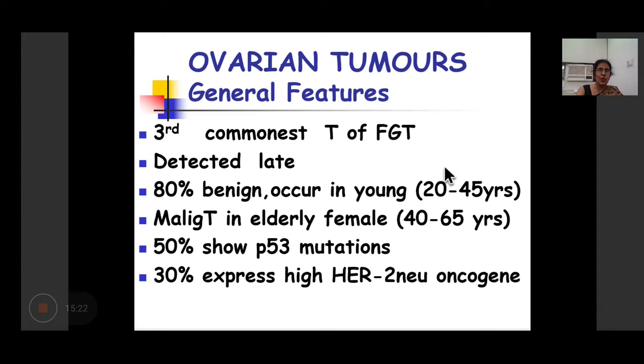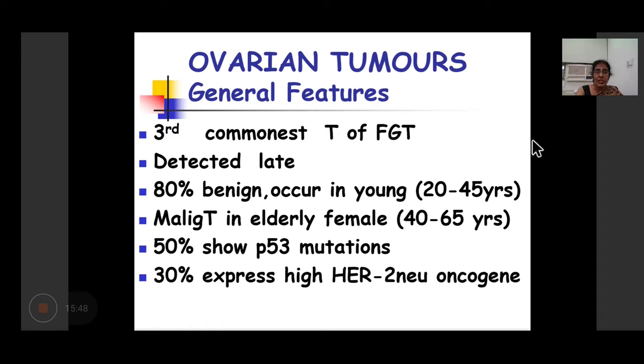So neoplasms of the ovary, why do we need to know? Because they are the third commonest tumor in the female genital tract. The commonest tumor is the carcinoma of the cervix, and the second commonest is the carcinoma of the endometrium. The third commonest tumors occurring in the female genital tract are the ovarian tumors. So look, we are calling them ovarian tumors. We are not calling them ovarian carcinomas as yet. Fine.